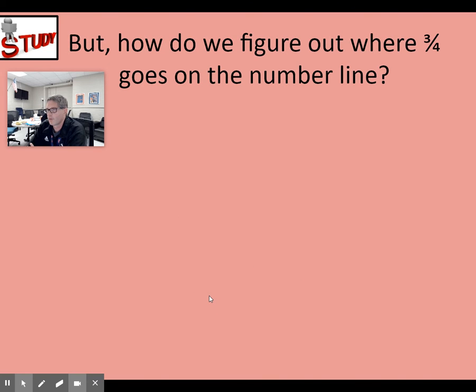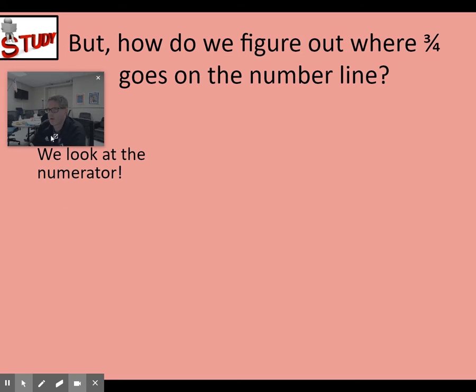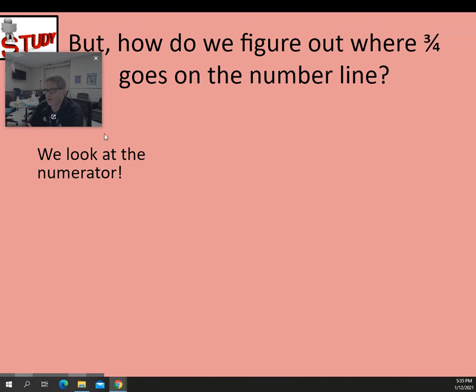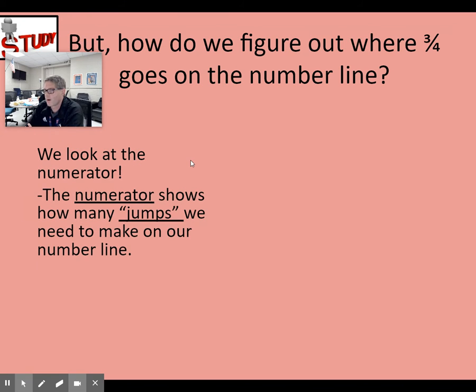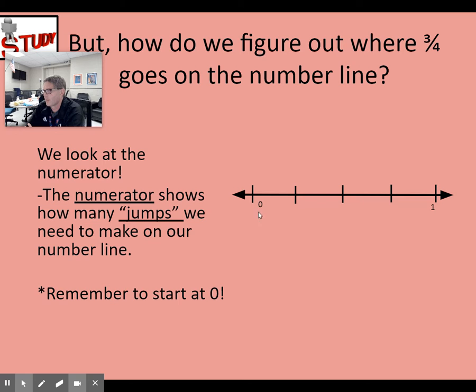Now we look at the numerator to tell us how many jumps on that number line we make. And remember, we have to start at 0. I tell kids a lot of times that it's like a game board and you're playing a game and this is the starting position. You don't count that. You start counting at the first line because that helps us count the sections.